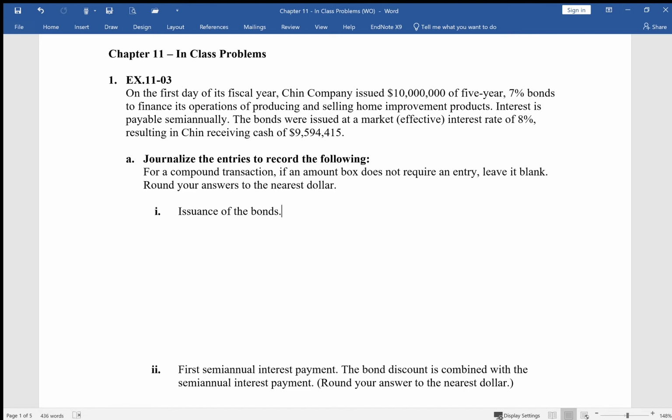So if we issue a bond, that means that we're going to receive cash in exchange for that bond payable. So we're going to need to pay it back in the future in exchange for getting cash now. So the first thing that we know is that we receive cash of $9.5 million. So when we receive cash, that's increasing our cash balance, which is increasing an asset, and we increase assets by debiting. So we'll debit our cash for $9,594,415.